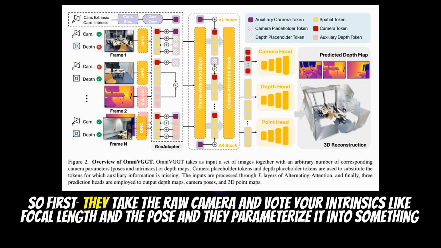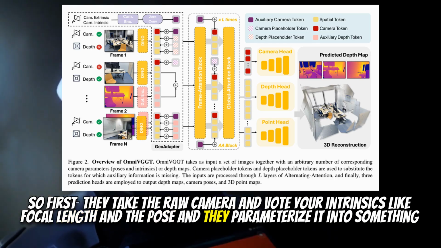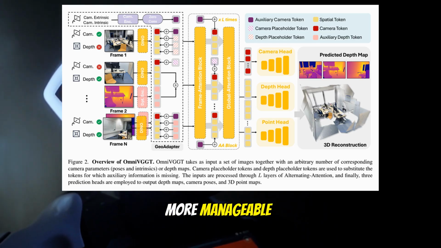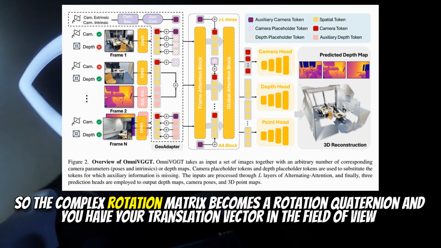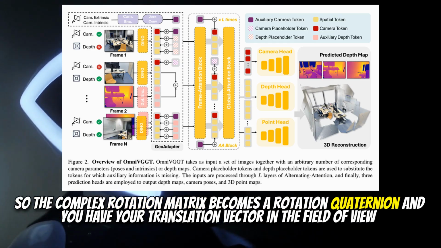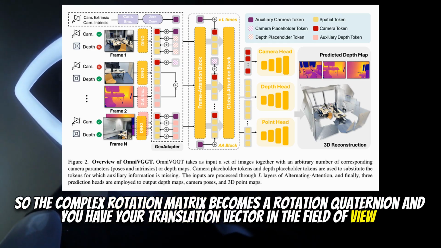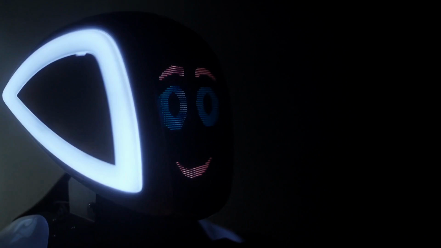Precisely. So first, they take the raw camera info, your intrinsics like focal length and the pose, and they parameterize it into something more manageable. Okay. So the complex rotation matrix becomes a rotation quaternion, and you have your translation vector and the field of view. It just makes the global data much easier to handle. Let's pause there for a second.